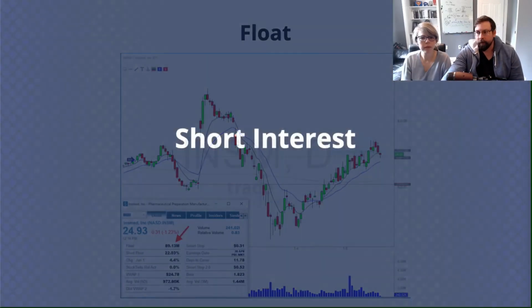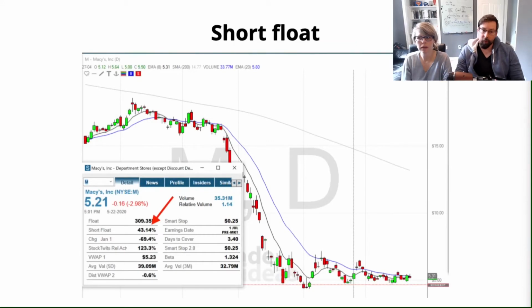That makes sense. Right? So short interest. So then this is one of those things that you would look for and say, okay. Is it short interest or short float? Same kind of interchangeable type of thing. But this builds on the last thing. So the float is how many shares are outstanding. So right now we're looking at Macy's. And they have 309 million shares out there. 43% of that float is short.